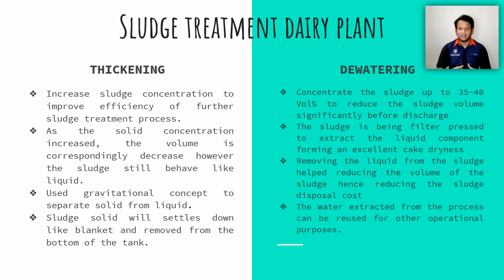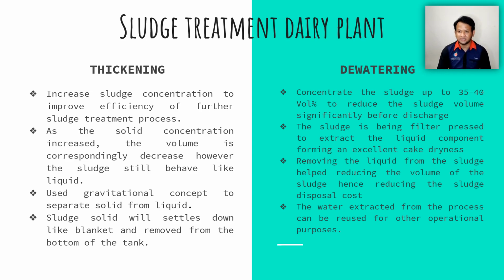The gravitational concept is used in the thickening process to separate solid and liquid, where the solid will move to the surface of the tank, while the liquid is continuously moved out of the tank. The sludge solid will settle down in the blanket and be removed from the bottom of the tank after the process is done. And next is the dewatering process.